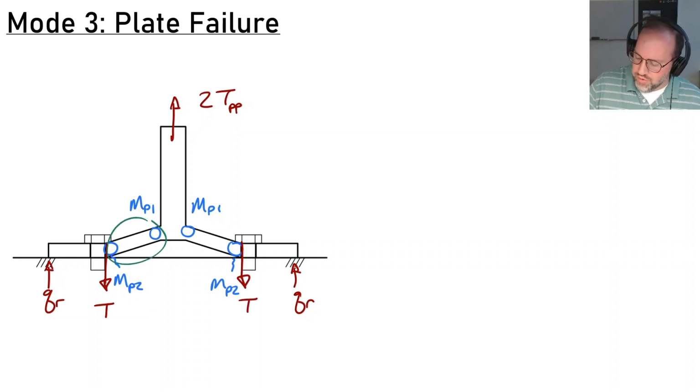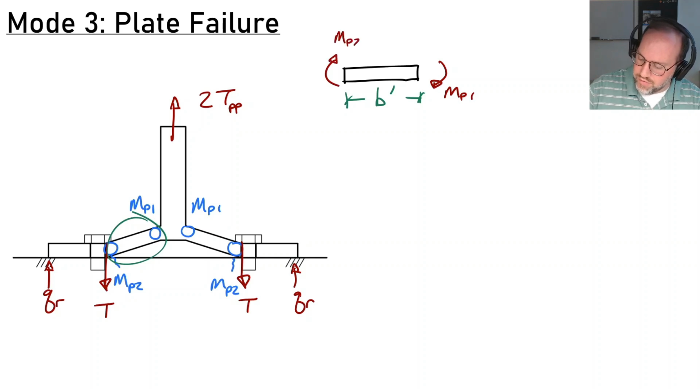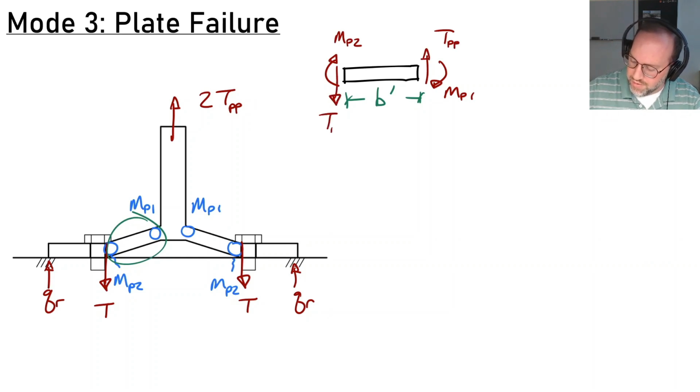What we're going to do is look at the free body diagram for just one of these sides here. So doing so, here is that section, and it has a dimension of B prime as always. That's the same as we've been looking at throughout the whole thing. And I'm going to have a moment MP1 on one side and a moment MP2 on the other side. And we're going to have a force of TPP on one side and a force of TPP on the other side.